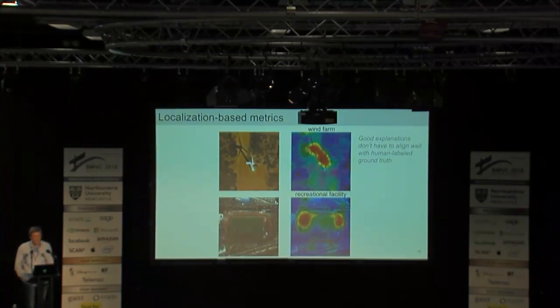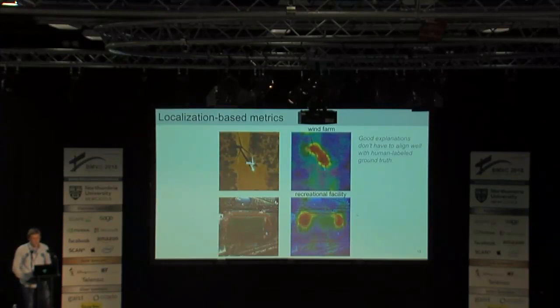This is data from Functional Map of the World. It's a satellite imaging classification challenge, and we just took the data and their pre-trained model, and we ran our approach to analyze the model. We can see, for example, in the upper row, that the model focuses not only on the power generator, but also on its shadow to predict the wind farm class. And in the bottom row, you can see that the area shadowed by the trees is less salient for the recreational facility class.